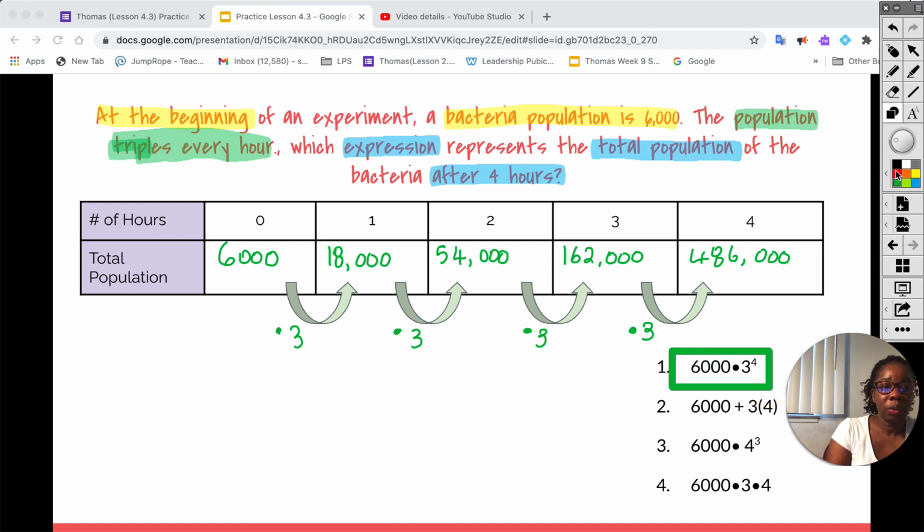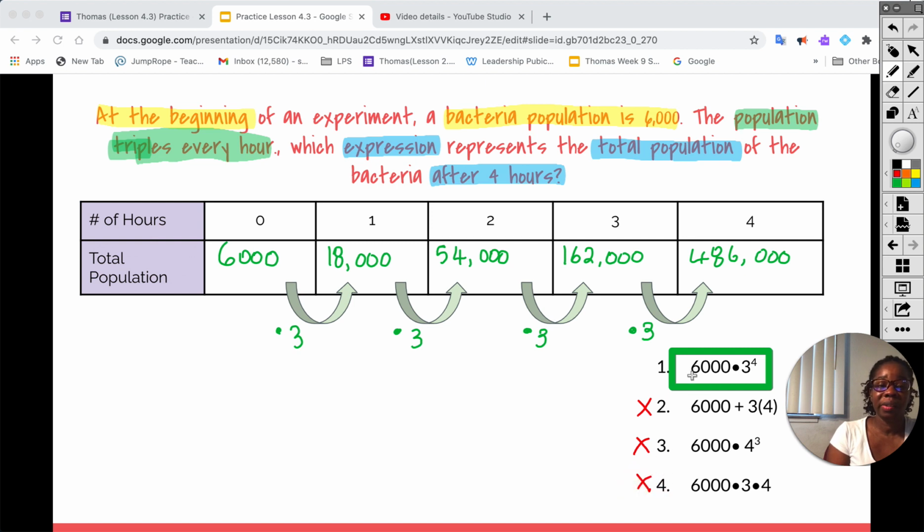We couldn't use 6 plus 3 times 4, because 3 times 4 is 12, and that's 6,012. So we know that option 2 is wrong. If we're looking at 6,000 times 4 to the third, the growth factor is actually 3, not 4, so the 4 is not the base number. And in the fourth option, we're seeing 6,000 times 3, that's 18,000 times 4. No, that should continue to be tripled, so it could also not be option 4.